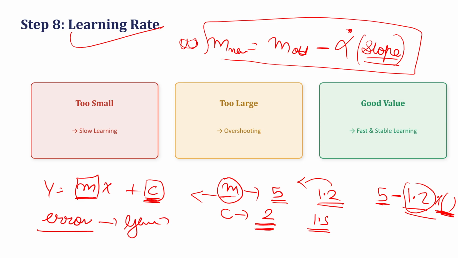If you take too large a learning rate, it may jump over the minima and you may not reach the minimum value. If you take a very small value, the update of m will be very slow and you will take a very long time to reach the minima, which will lead to more computation on GPUs. So you need to define a good value, one which is fast enough and also gives you stable learning.